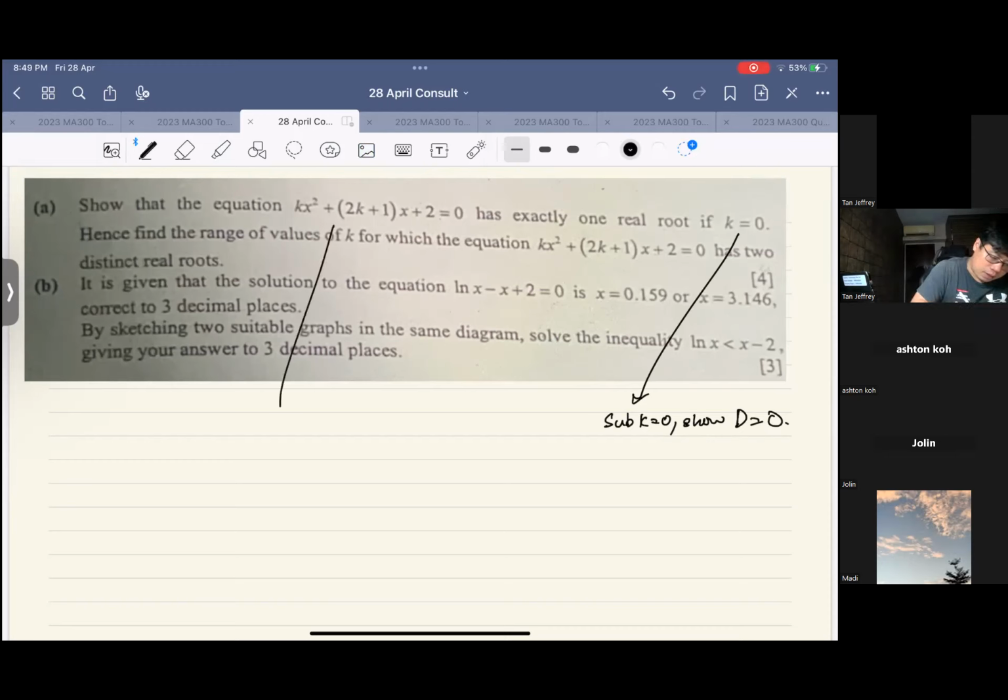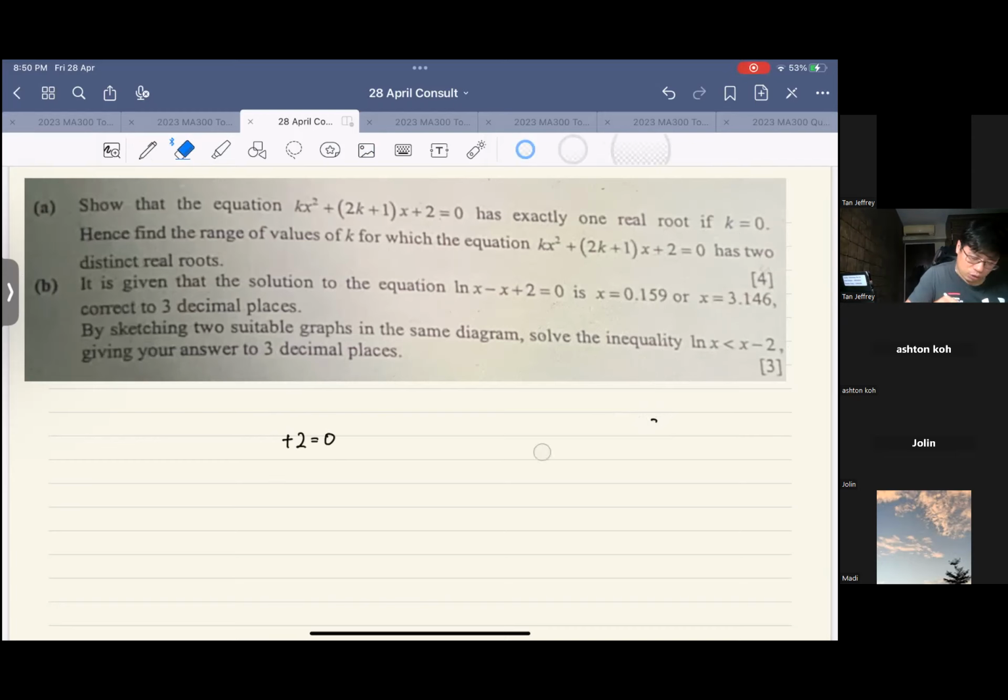So, oh okay. If you sub k equals 0, then you'll become x plus 2. Then you have x plus 2, right? Then it's just x equals negative 2. One answer. Yeah, that's one answer. That's all. Don't even need discriminant.